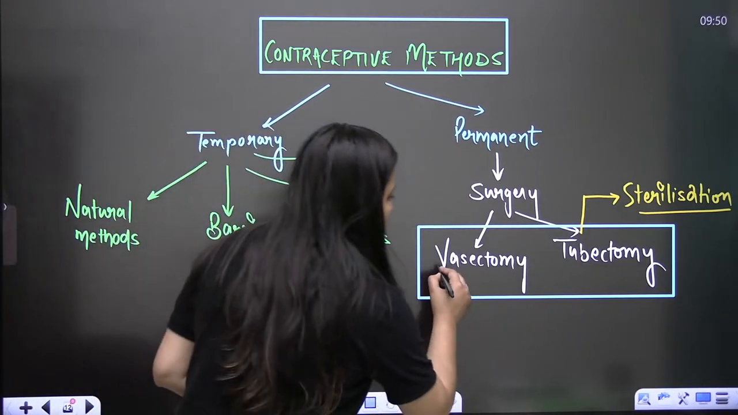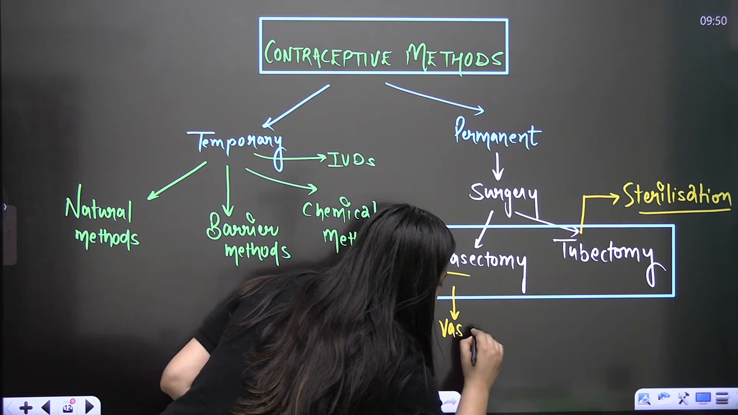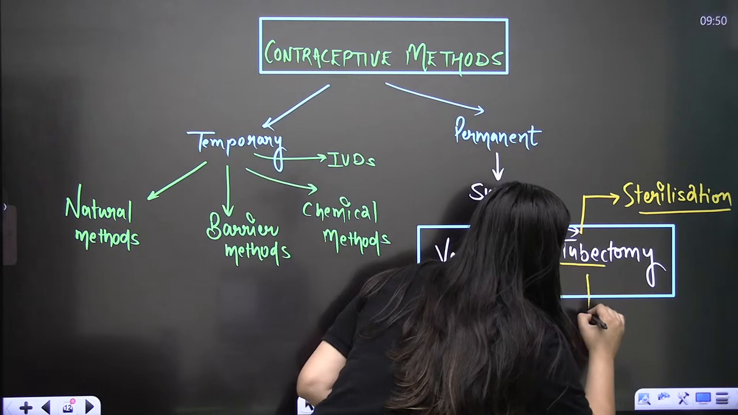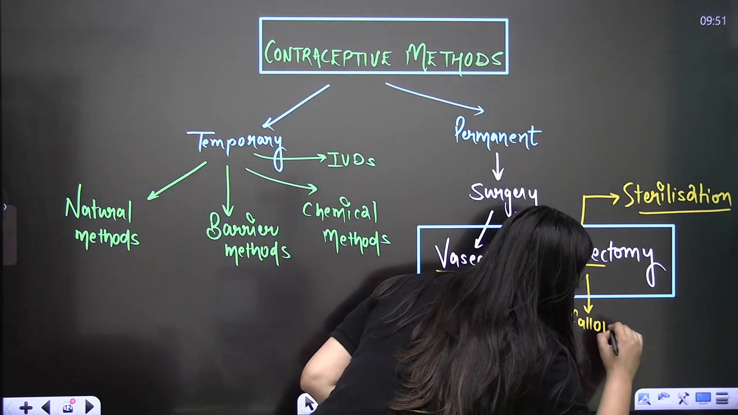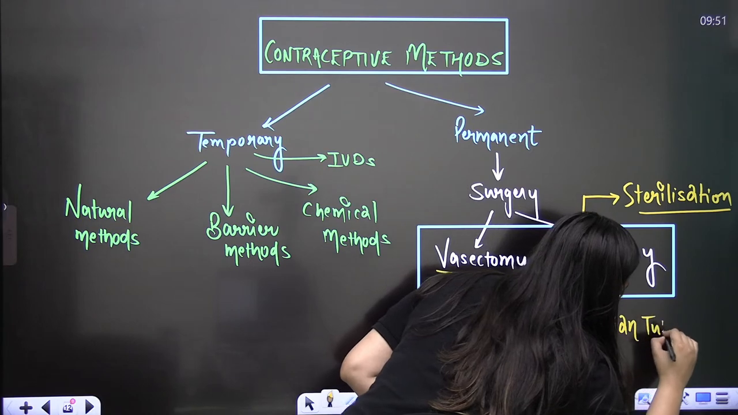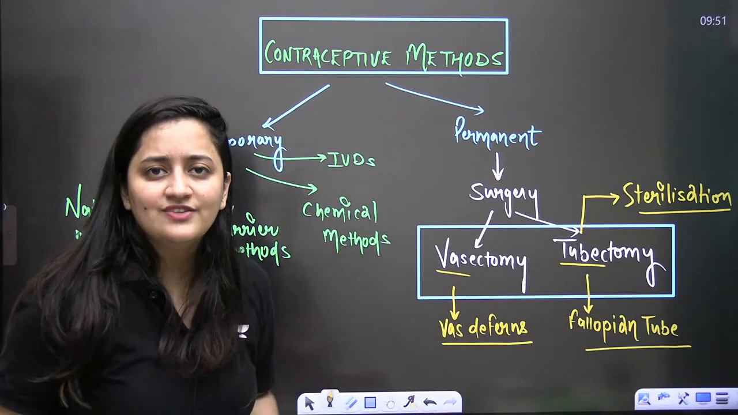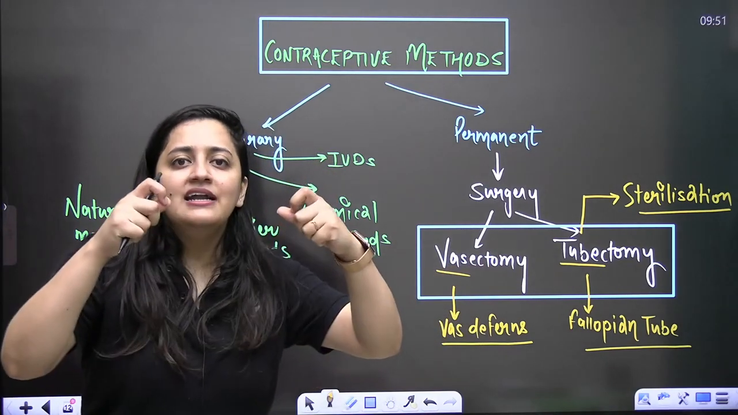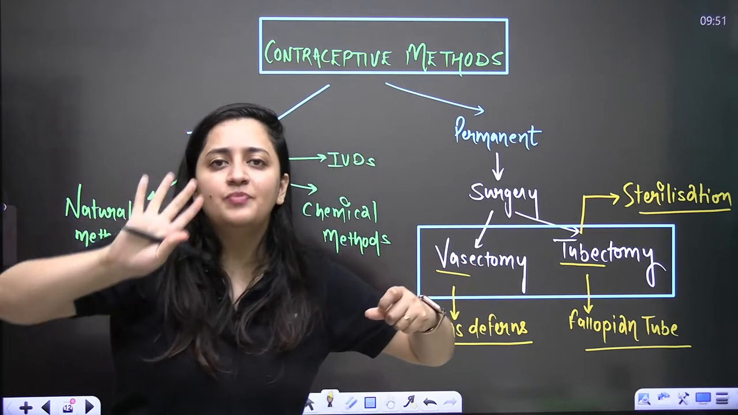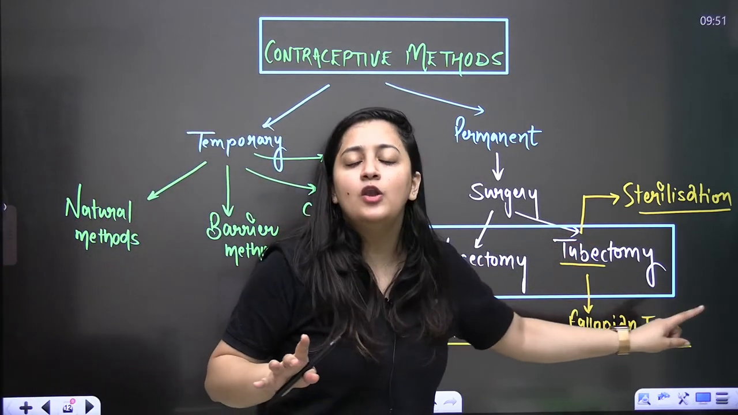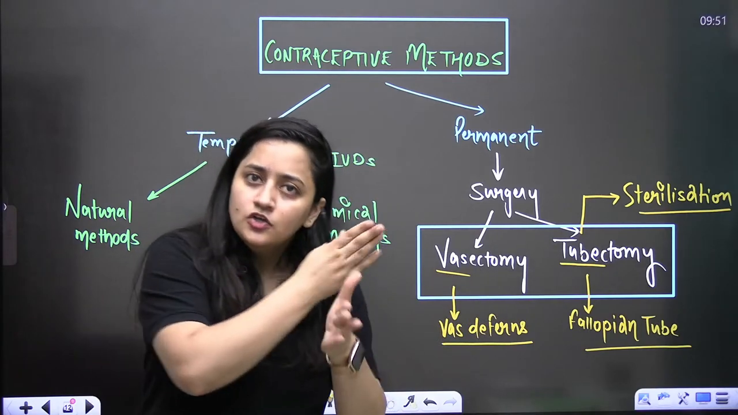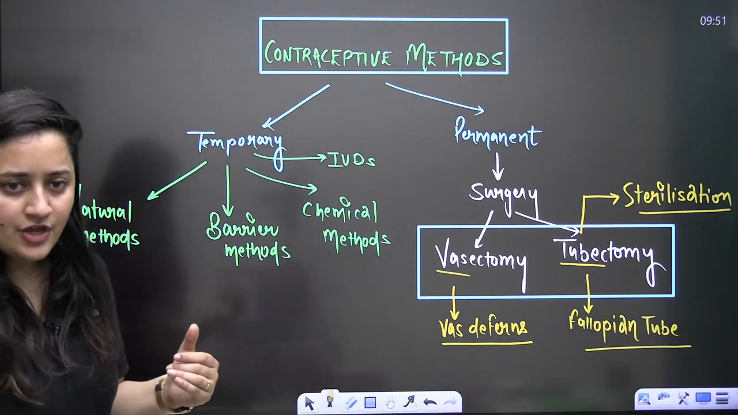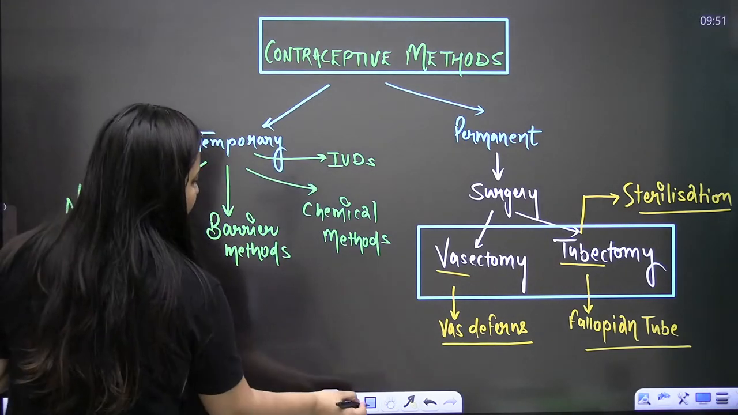Vasectomy: vas means vas deferens, so it will be performed in the case of males. When it is tubectomy, from tube you have to remember the fallopian tube, so it will be performed in the case of females. In vasectomy, the vas deferens is cut and tied so that the semen has no sperm. In tubectomy, the fallopian tube is cut and tied, so the gamete will not be transported. Clear?